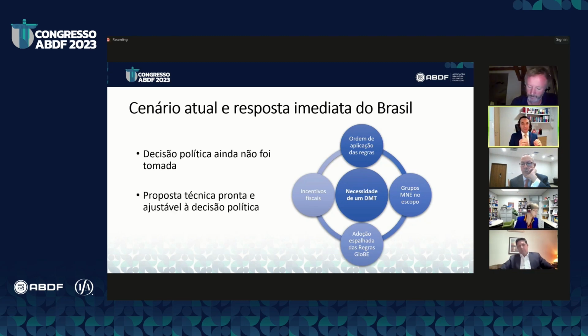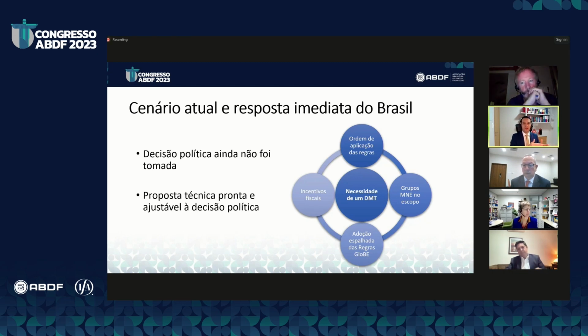Dito isso, o que eu posso dizer é que, apesar da decisão, mais um clique, por favor, apesar da decisão política ainda não ter sido tomada, tecnicamente, a Receita Federal, que é quem representa o Brasil no WP11, que vem acompanhando todas as discussões, possui uma proposta técnica desenhada que está 95% pronta para adoção de Full Globe, IIR, UTPR e QDMTT. Então, nós temos uma proposta pronta, desenhada, temos dialogado, obviamente, com o Ministério da Fazenda para deixar o ministro confortável das medidas, e essa proposta é plenamente adaptável.